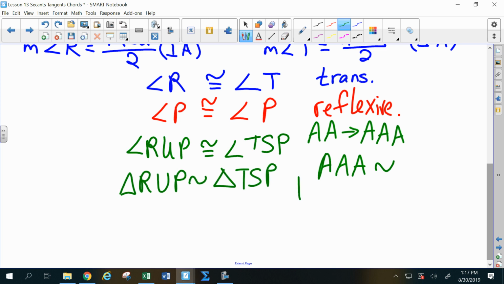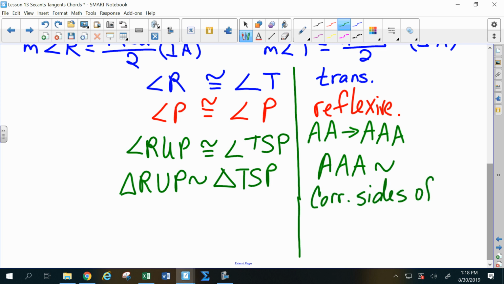And again, writing the vertices in the corresponding order. So now we have those similar triangles. Now we'll be able to set up some ratios. We'll be able to set up ratios because corresponding sides of similar figures, in this case similar triangles, are proportional.